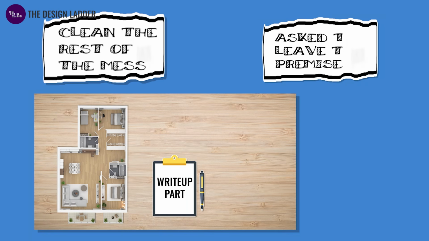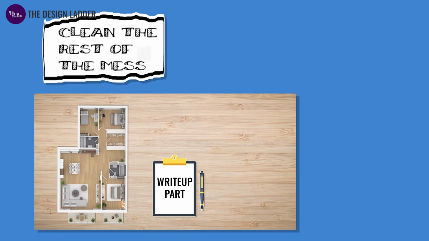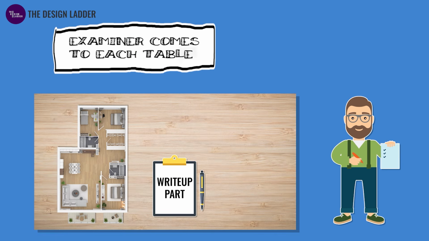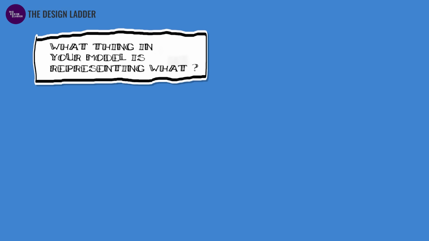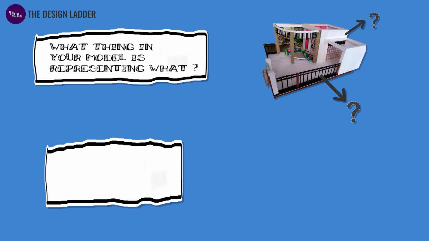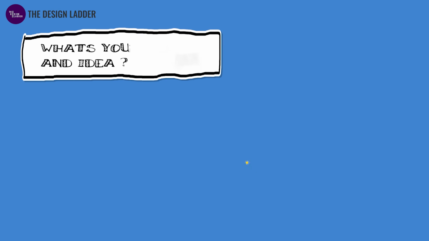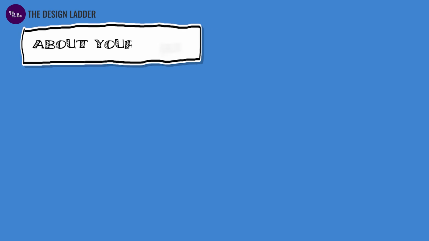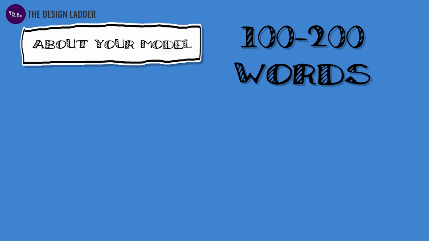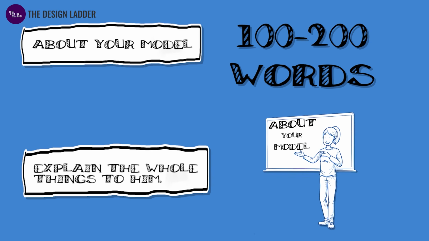And you are then asked to leave the premises, and after that the examiner along with the mark sheet comes to each of the tables where you have left your model, and there is no one to tell him about your model. Which option have you chosen? What thing in your model is representing what? What is your inspiration behind it? What is your concept and idea? So that is where he's going to pick up the sheet where you have written the write-up about your model in 100-200 words that will explain the whole thing to him.